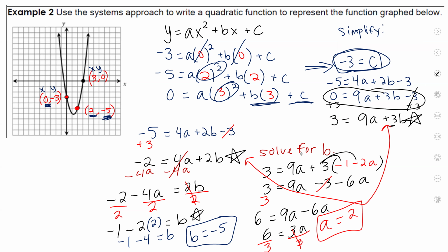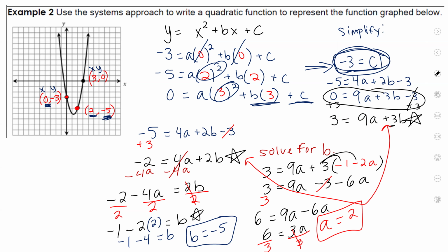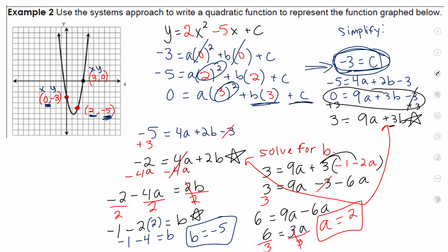C was given to us in the very beginning. So we're going to formulate our quadratic equation. So I'll just substitute it up here. We get y equals, our a value was 2. Our b value, we said, was -5. So this will be minus 5x. And our c value was -3. This is our quadratic equation, given those 3 points. So if you're given 3 points, you can figure out what the quadratic equation is. So that's your answer.